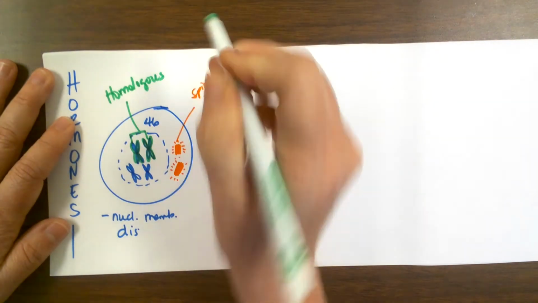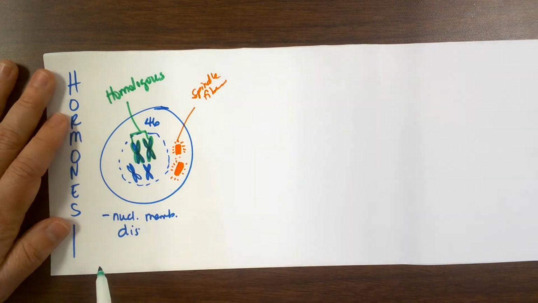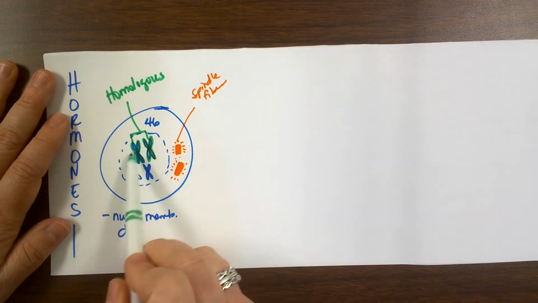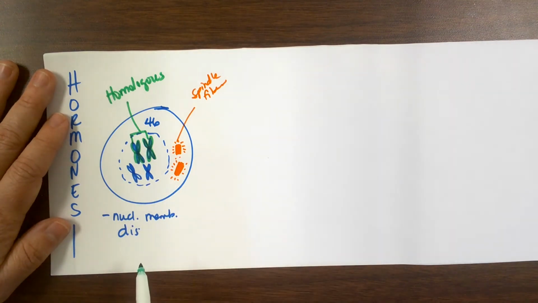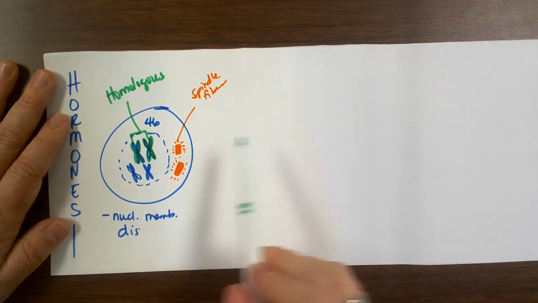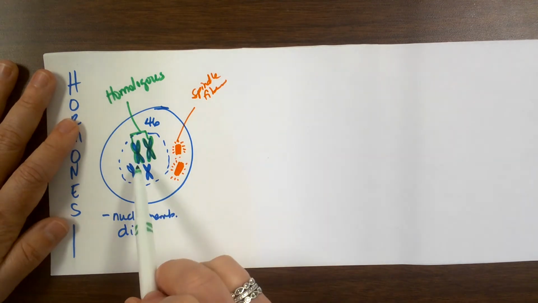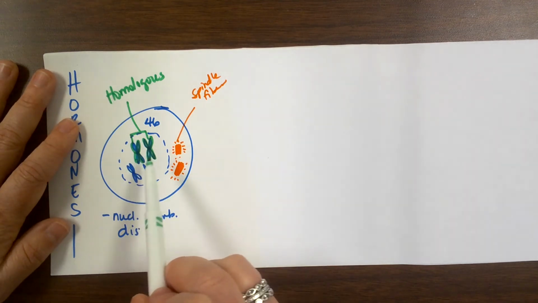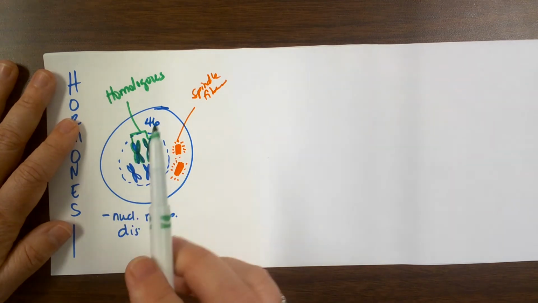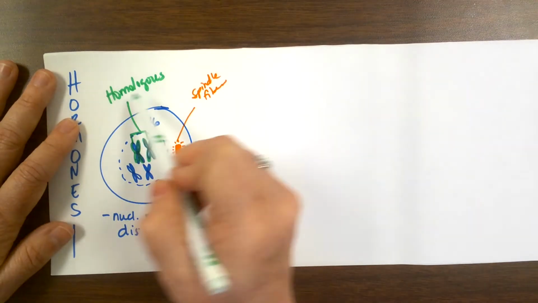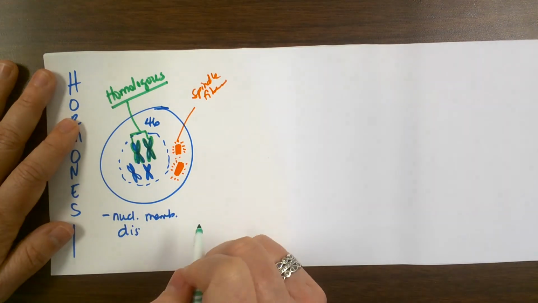Homologous chromosomes. That means they both have genes for the same stuff on them. We number chromosomes based on size. Every human has 46 chromosomes, but you have 2 of them that are the same size and have the same genes on them. One of them you got from your mom and one from your dad. So we call them homologous chromosomes, and they're in pairs.